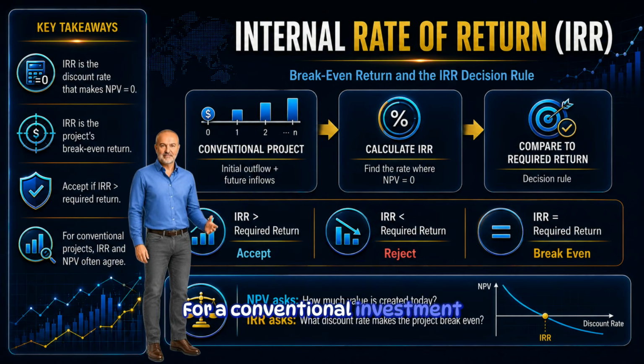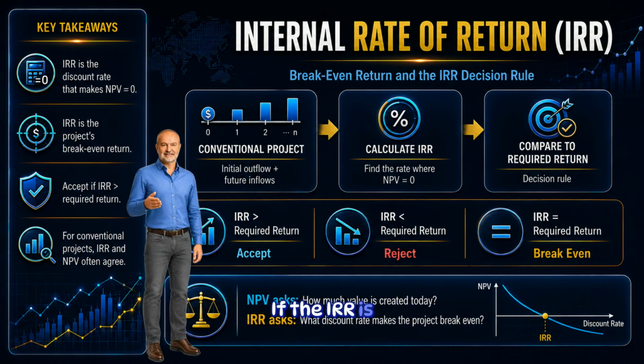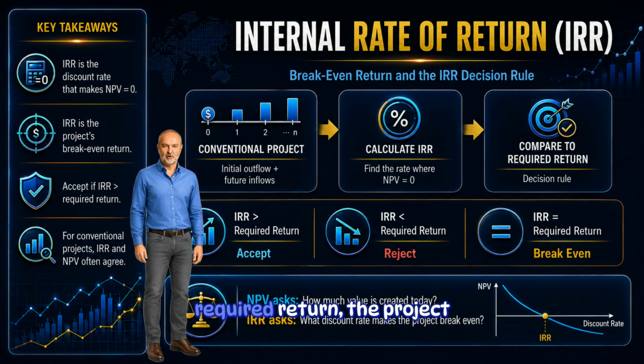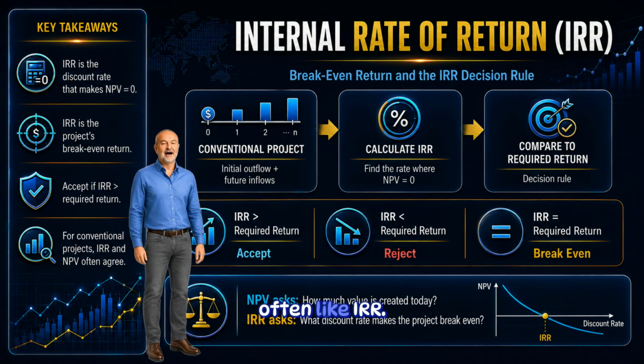For a conventional investment project, the cash flow pattern is simple. There is an initial cash outflow, followed by future cash inflows. In that setting, the IRR rule is usually easy to apply. If the IRR is greater than the required return, the project is expected to create value. If the IRR is less than the required return, the project is expected to destroy value. If the IRR is exactly equal to the required return, the project is expected to break even in present value terms. This is why managers often like IRR.